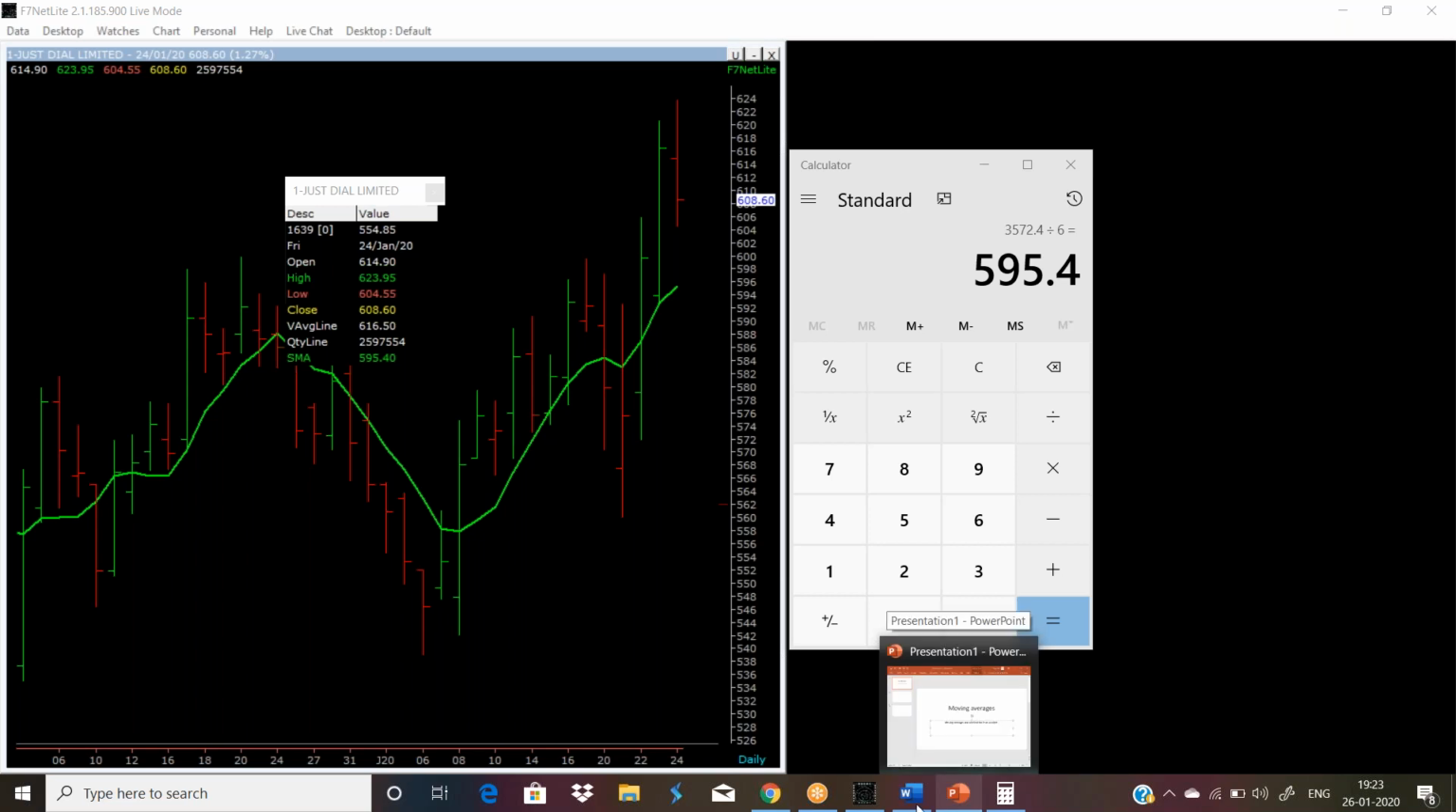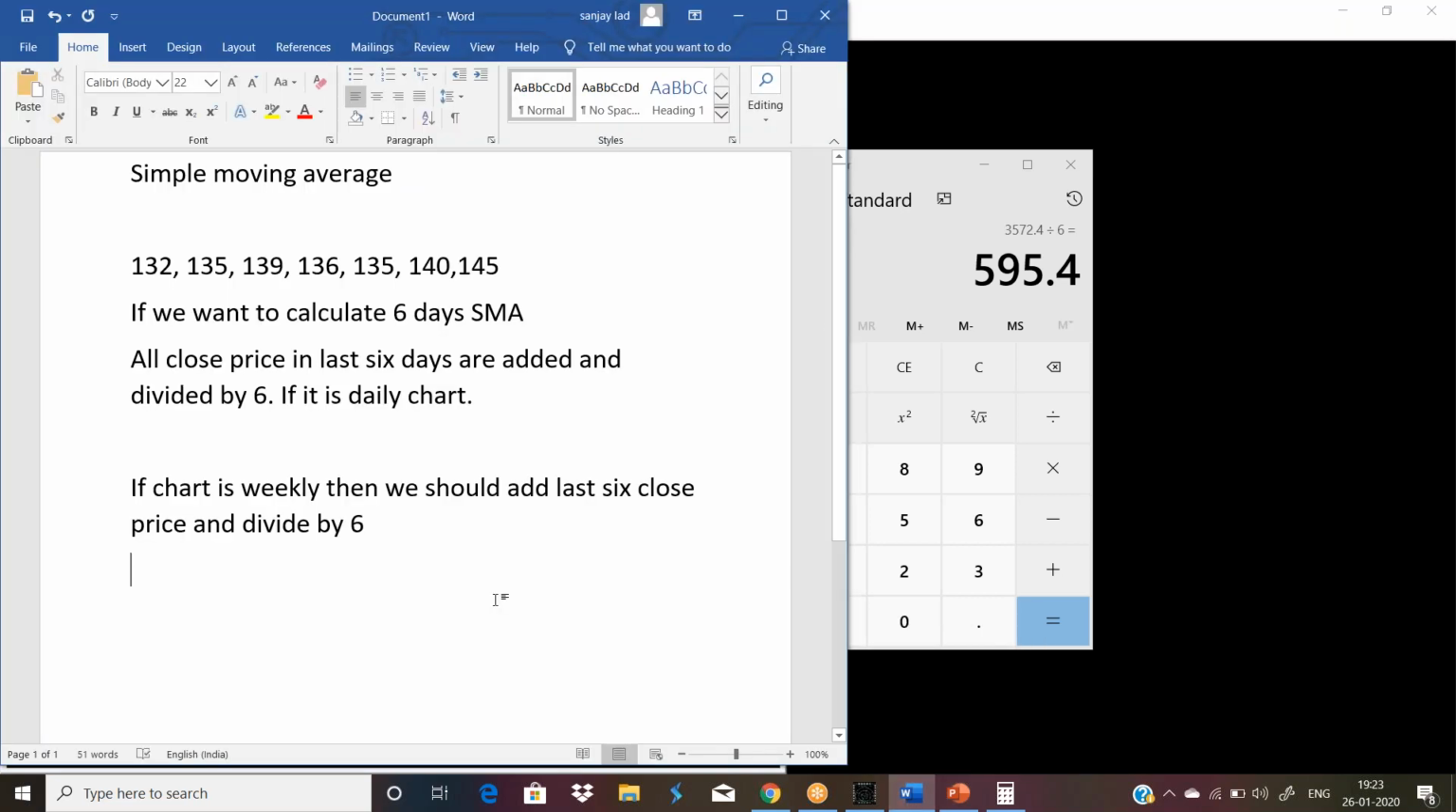So this is the first type of average where all the close prices are taken and whatever number you want, you can divide by. What number you have to divide by and what formula you have to use, that I'm going to explain to you, but before that I'm explaining the concept. Okay, this is the first method of finding the average.